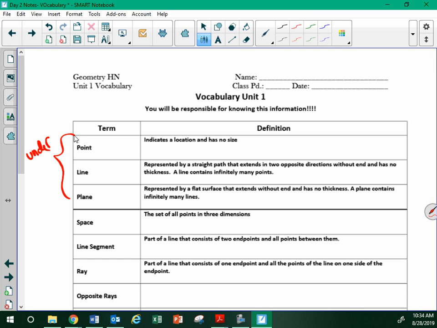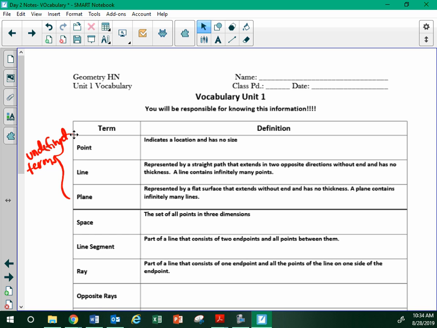And they're undefined in the sense that they're so basic that we don't have a perfect definition for it. It's kind of a concept or an idea. So let's first talk about space. Space in geometry is a set of all points in 3 dimensions. So we're talking about pretty much anything everywhere.